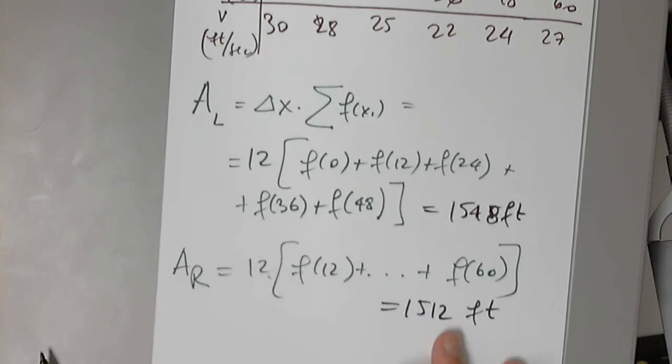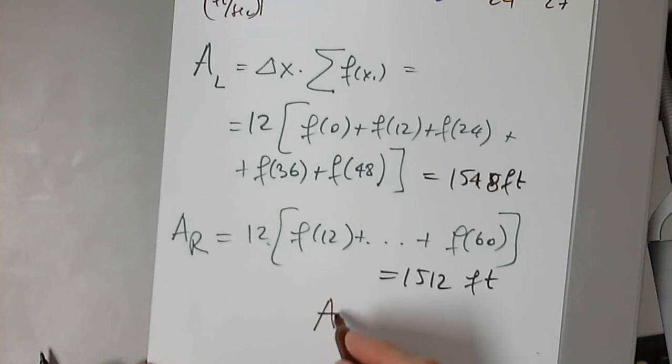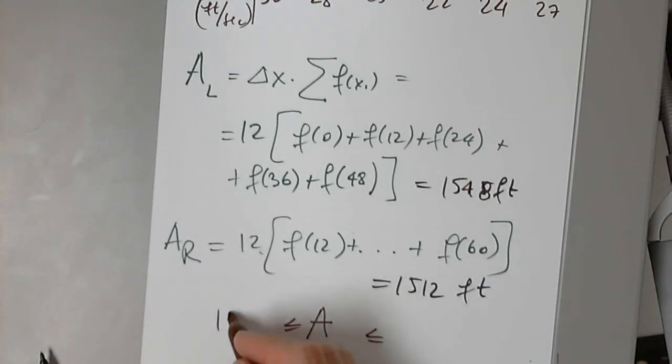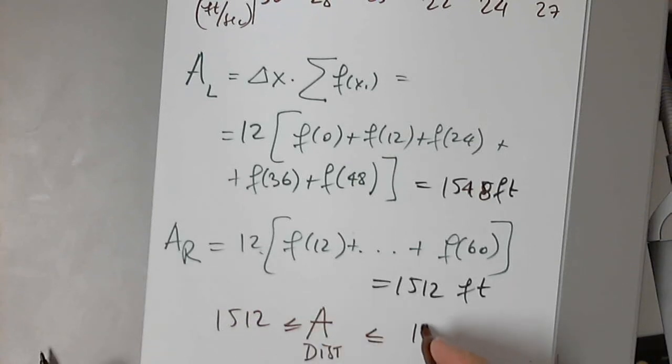Very good. Okay, so then the actual area, which is the actual distance, is not 1512 and is not 1548. But it's the best approximation we can get with 5 subintervals with a width of 12 seconds. Very good. Thank you. Okay.